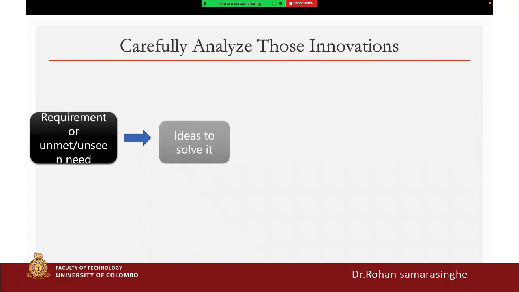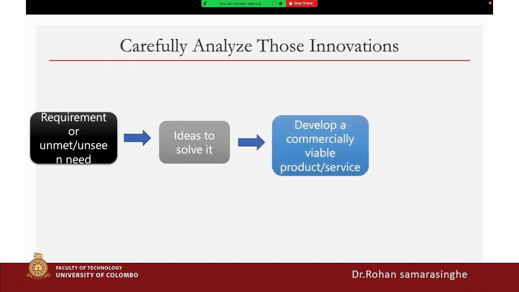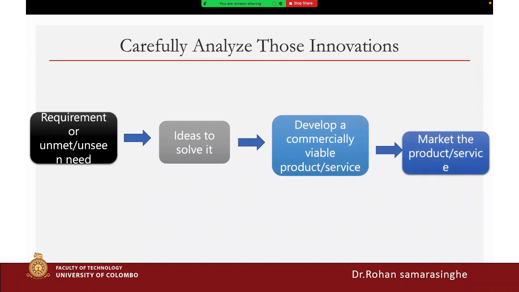Then they may have a set of ideas. From that set of ideas, select the most suitable one that may satisfy the customer's needs and wants, and develop the commercially viable product and market that product or service. How do you get the requirement, the unmet need or unsatisfied requirement? Normally, there may be several methods.